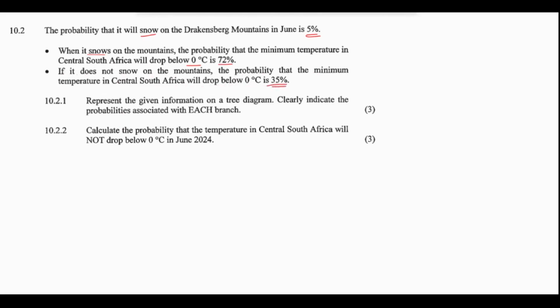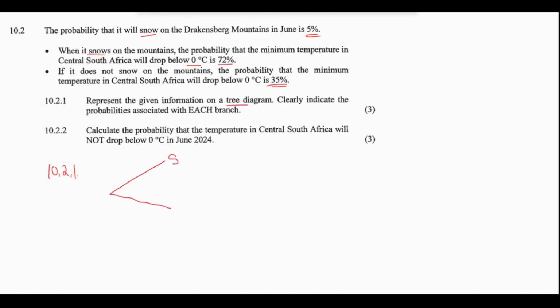So we have two events here. The one about snowing and then the other one about the temperatures, right? So it says, represent the given information on a tree diagram. Clearly indicate the probabilities associated with each branch. So let's represent these events on a tree diagram. We have the snowing part, so it is either going to snow or not snow.